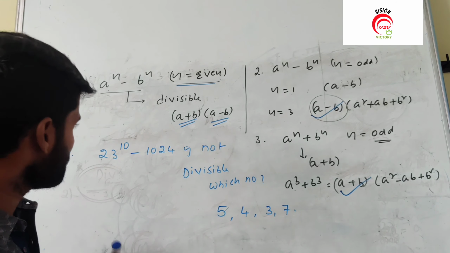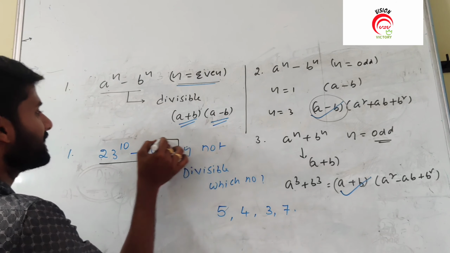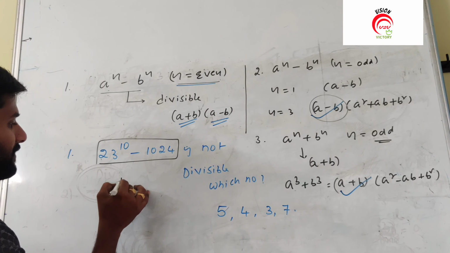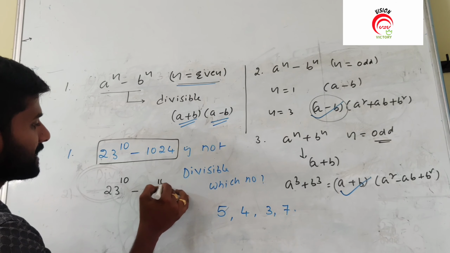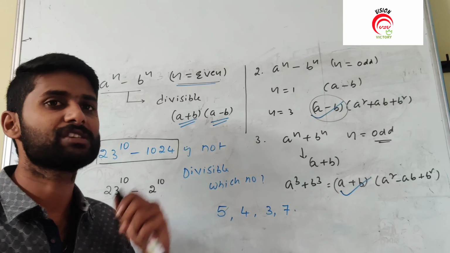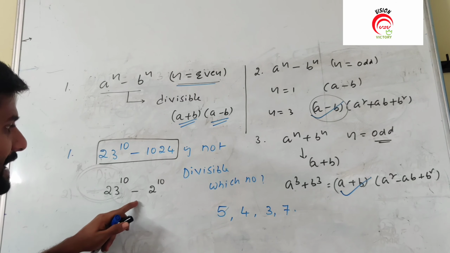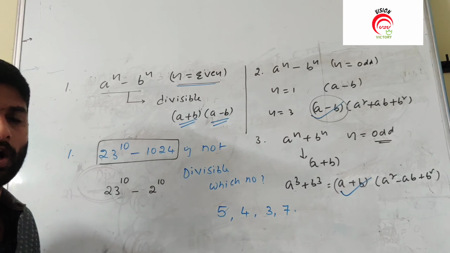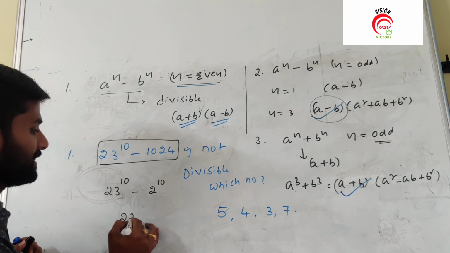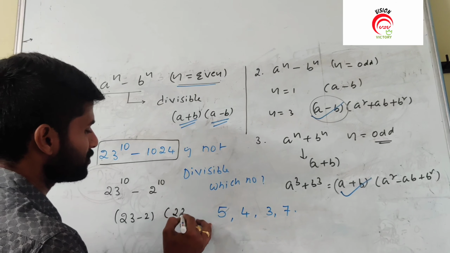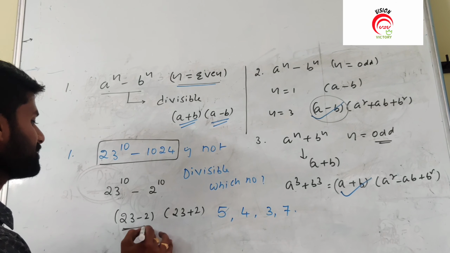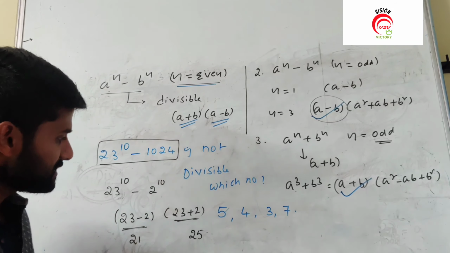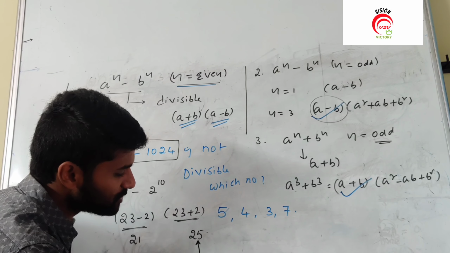Just check it. First, write these numbers in the aⁿ − bⁿ form: 23¹⁰ and 2¹⁰. We know 2¹⁰ is equal to 1024. If n is an even number, it is always divisible by a + b and a − b. It means it is divisible by 23 − 2 or 23 + 2. So 23 − 2 is equal to 21, and 23 + 2 is 25. If 25, then definitely it is also divisible by 5.